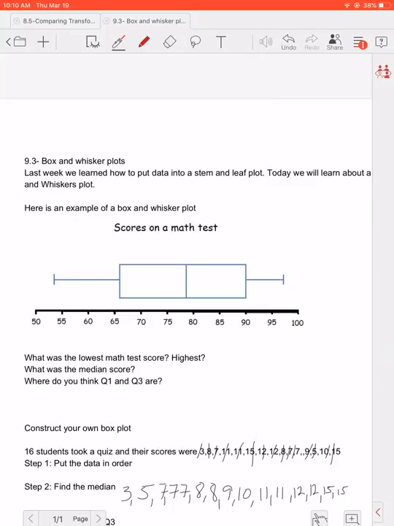Take a minute, pause the video, and look at these three questions. What was the lowest math test score? What was the highest? What was the median score? And what do you think the Q1 and Q3 are? Go ahead, take a second, pause, and see if you can answer those questions without my help.